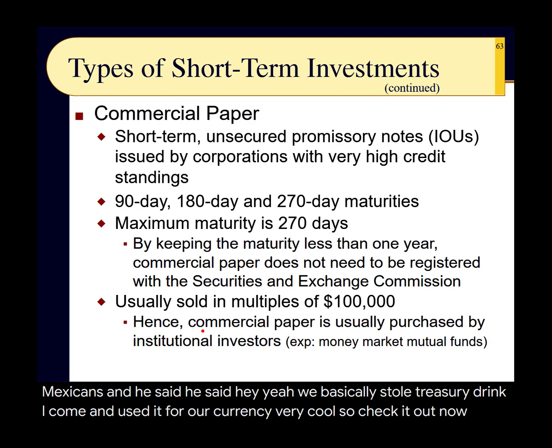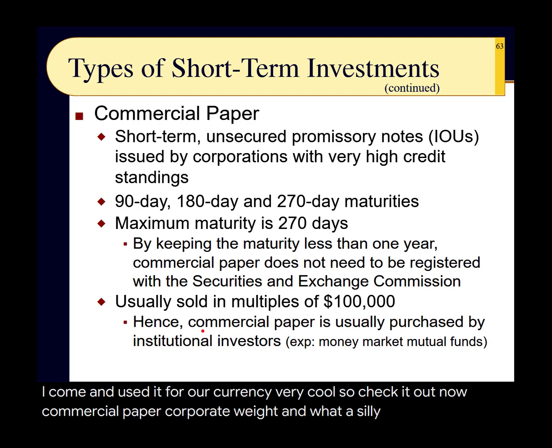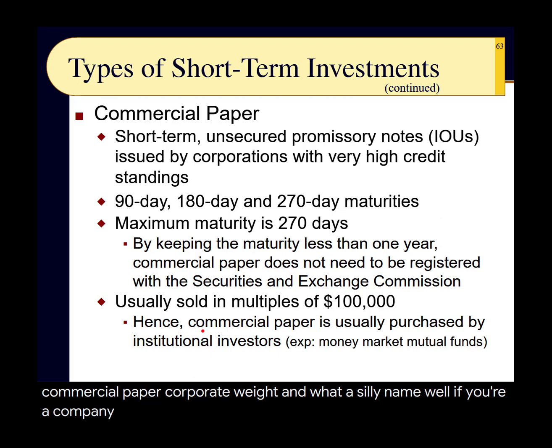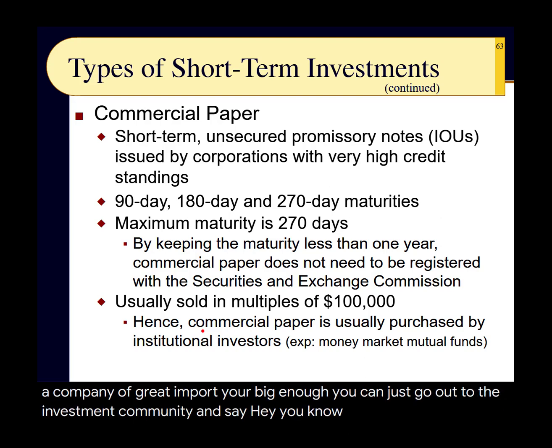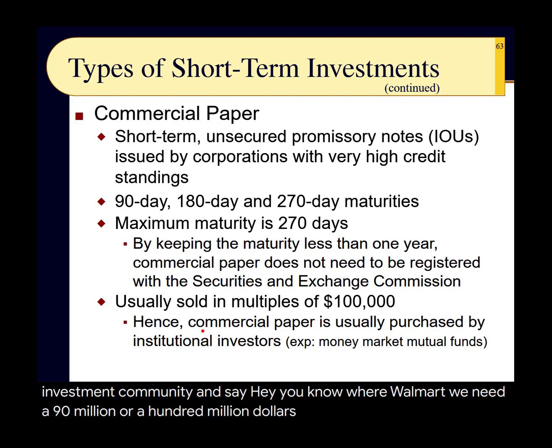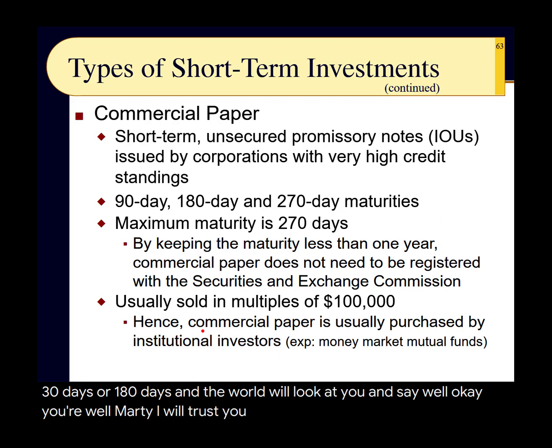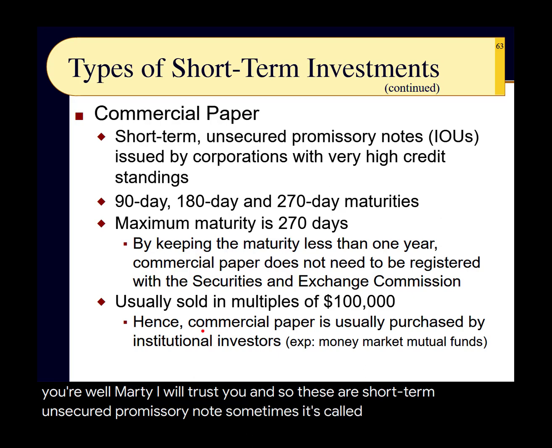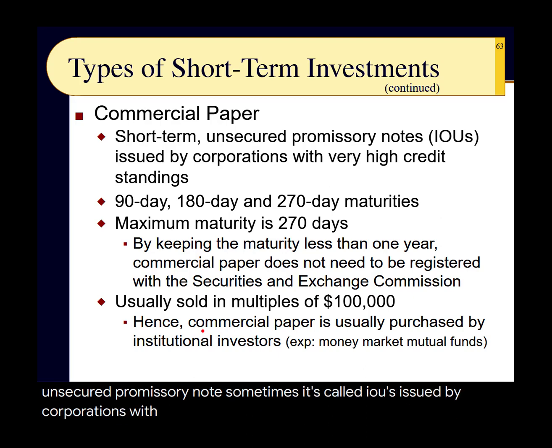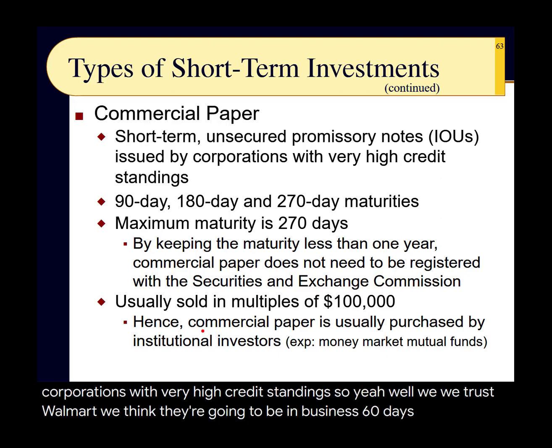Now, commercial paper, corporate, what a silly name. Well, if you're a company of great import, you're big enough, you can just go out to the investment community and say, hey, we're Walmart. We need a $90 million or $100 million loan for 90 days or 30 days or 180 days. And the world will look at you and say, well, okay, you're Walmart. Yeah, we'll trust you. And so these are short-term unsecured promissory notes, sometimes called IOUs, issued by corporations with very high credit standings. Yeah, we trust Walmart. We think they're going to be in business 60 days or 90 days from now.